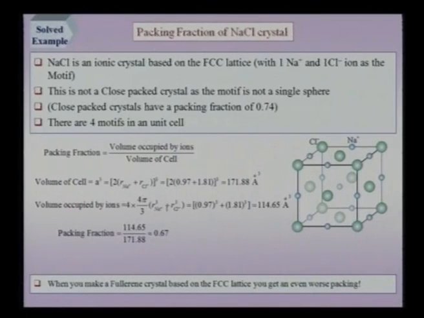To compare my packing fraction of the simple face-centered cubic, by which I mean that each lattice point is occupied by a single sphere, with certain other structure which we have considered before, which is the sodium chloride structure, which is also based on the FCC lattice, but now each lattice point is occupied by 2 ions. One is a sodium ion, one is a chlorine ion. So this is my motif here, which we have seen before.